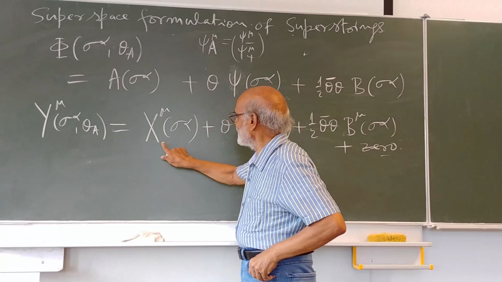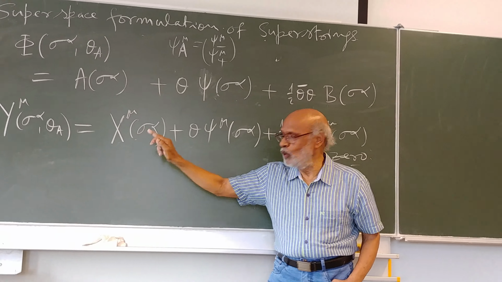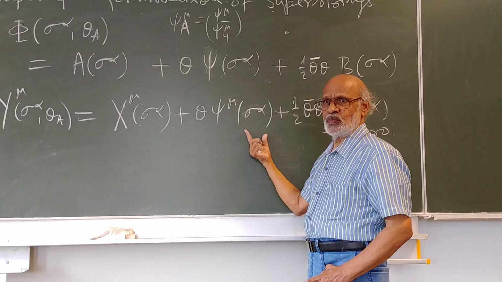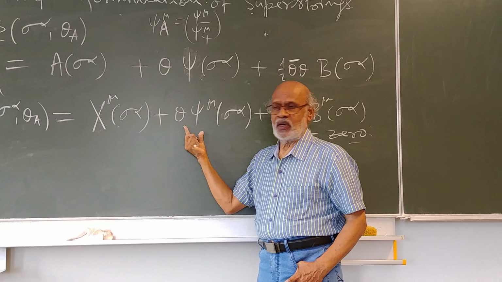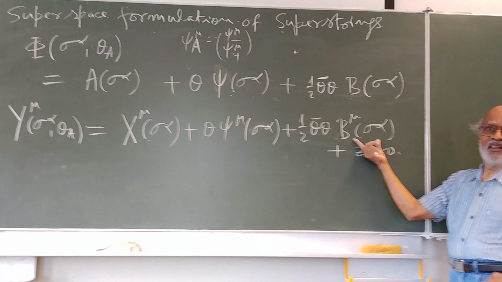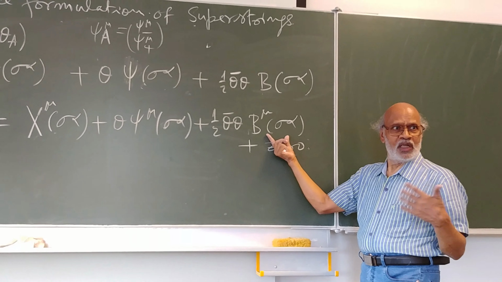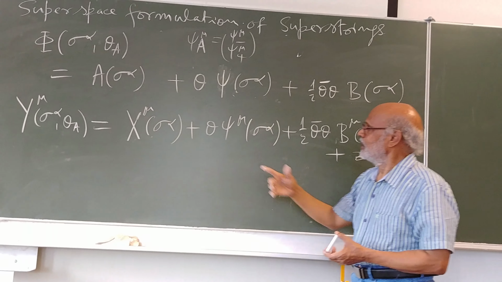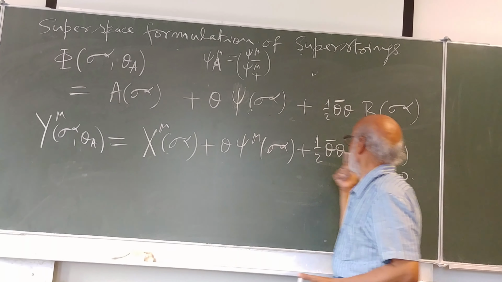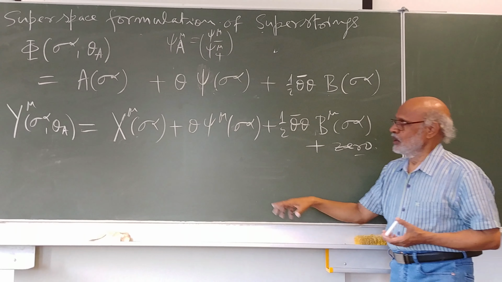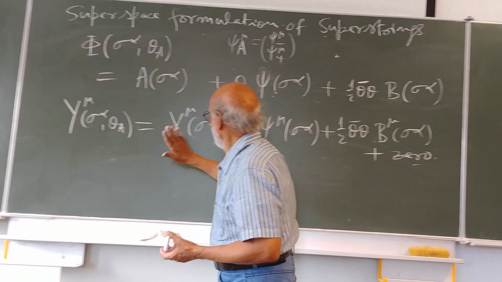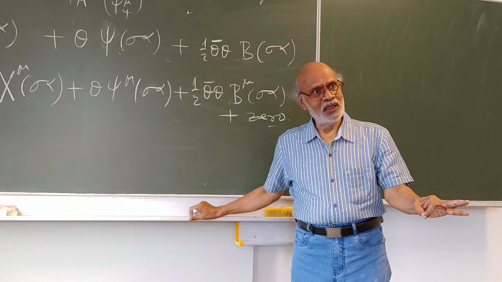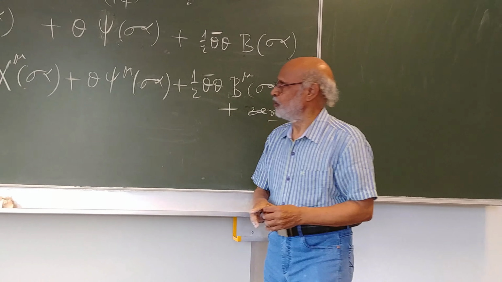And this I identify with my usual bosonic string coordinate, which is a function of sigma alpha. And this psi mu is also a function of sigma alpha, but psi mu is fermionic. And this B mu is an additional field that we have got as a bonus, as a gift. So we would formulate the entire theory retaining this. These are called the component superfields. This is the superfield. X mu, psi mu, and B mu are called the component superfields, because they are components of the superfield.